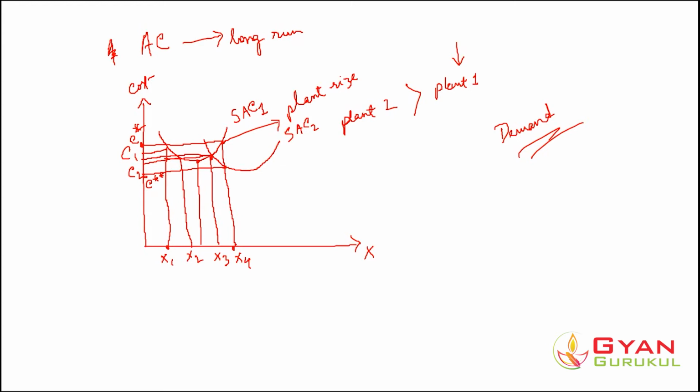So anticipating the demand for the particular product, the producer decides in which plant size he is going to produce. Keeping in mind which particular plant would best satisfy the amount to be produced, he would install that plant. He would install plant 2 in this case, right? Because it would cost him less.